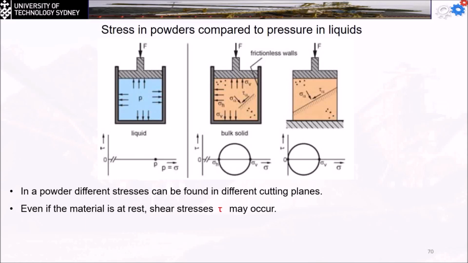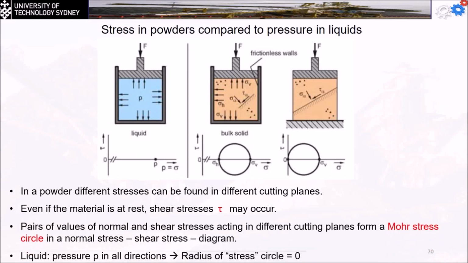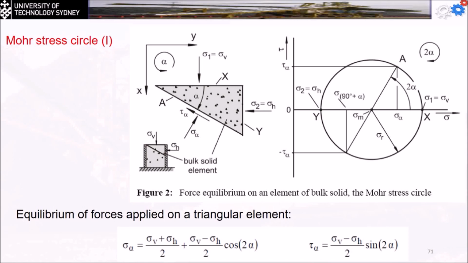So for the Mohr circle, if we're going to take a portion of the material, we're going to have the bulk solid element slice. We can simply calculate the stress sigma alpha, which is going to be the average of the vertical and the horizontal, (sigma v plus sigma h) divided by 2, plus the vertical minus the horizontal divided by 2 multiplied by the cosine of 2 alpha. And the tau value is going to be equal to the vertical stress minus horizontal stress divided by 2 multiplied by the sine of 2 alpha. Now, I consider that you dislike the equation, so I'm going to try to make it for you as easy as possible.